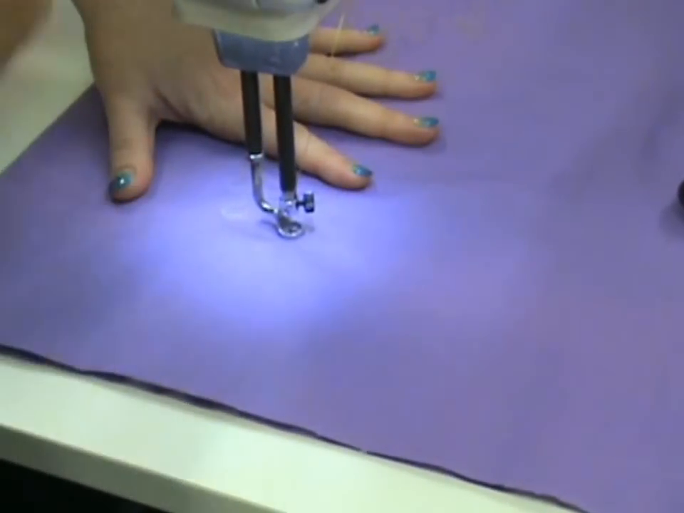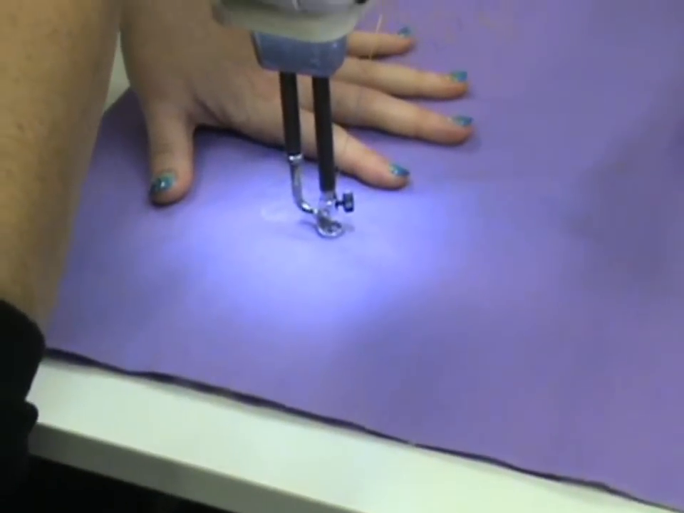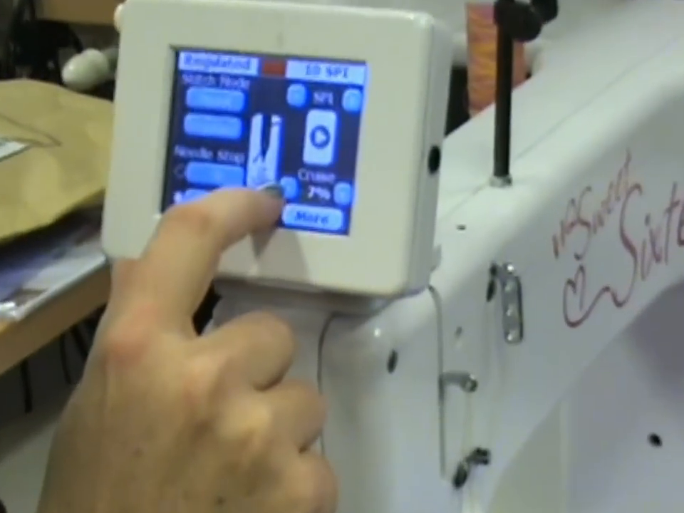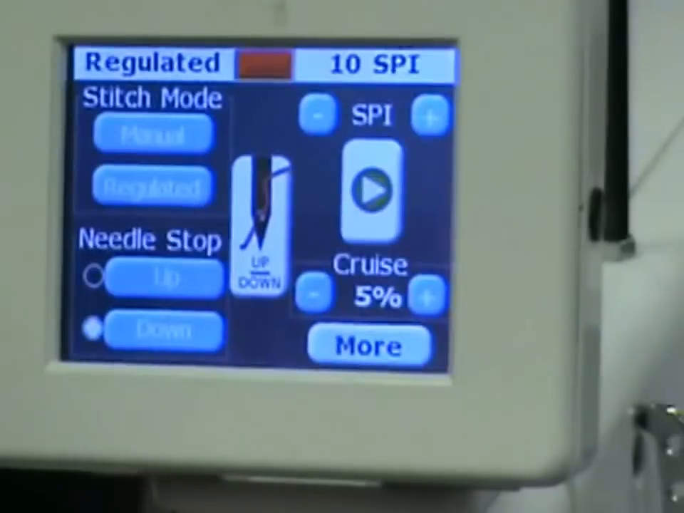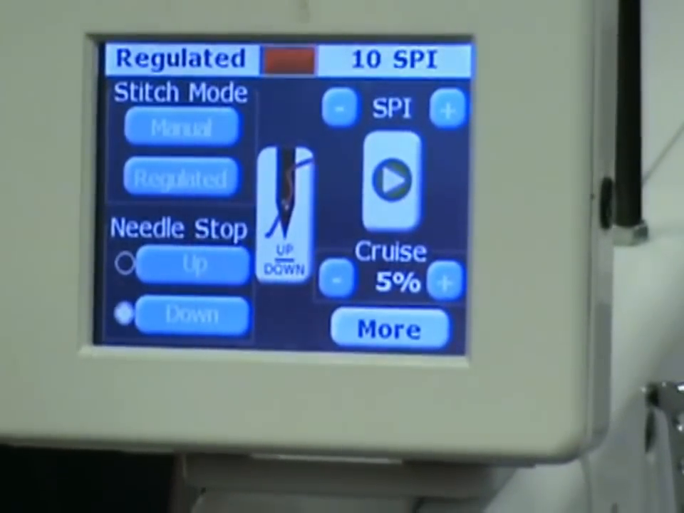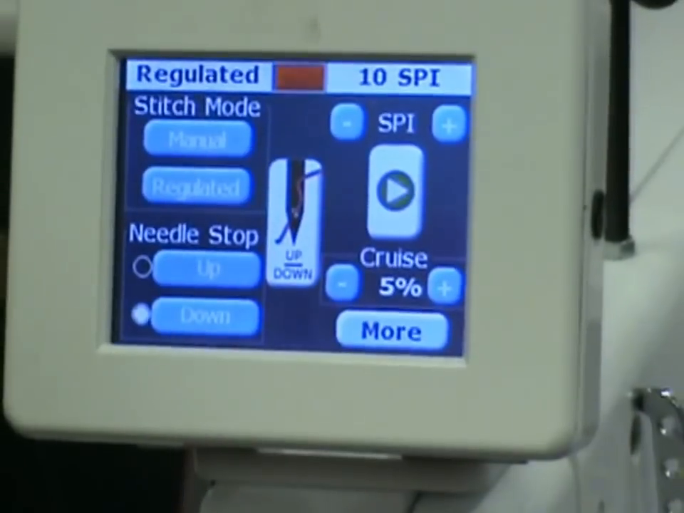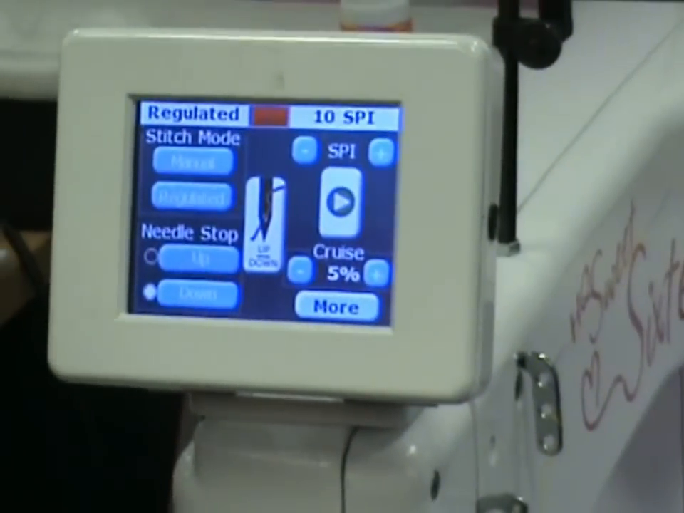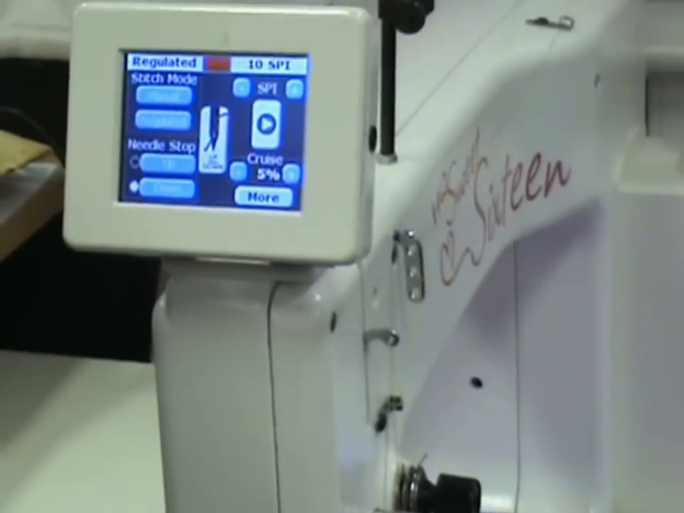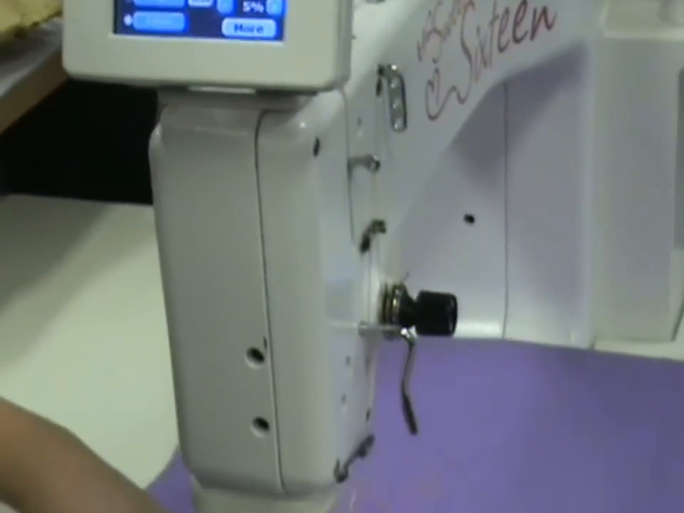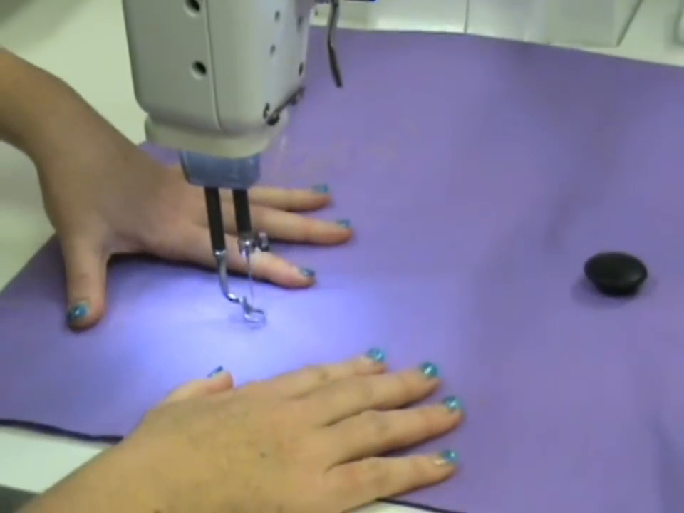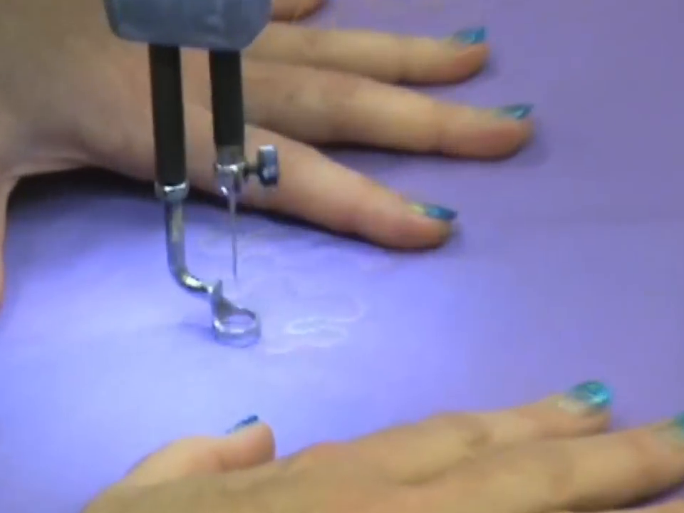So based on that information, that means that if I really have the cruise speed set at say 5%, TruStitch has to kick in. So if I move the fabric quite fast, it will try and maintain that 10 stitches per inch. And that's why you can hear the machine motor speed up and the needle go faster. So this is 5% if I was a slow quilter.